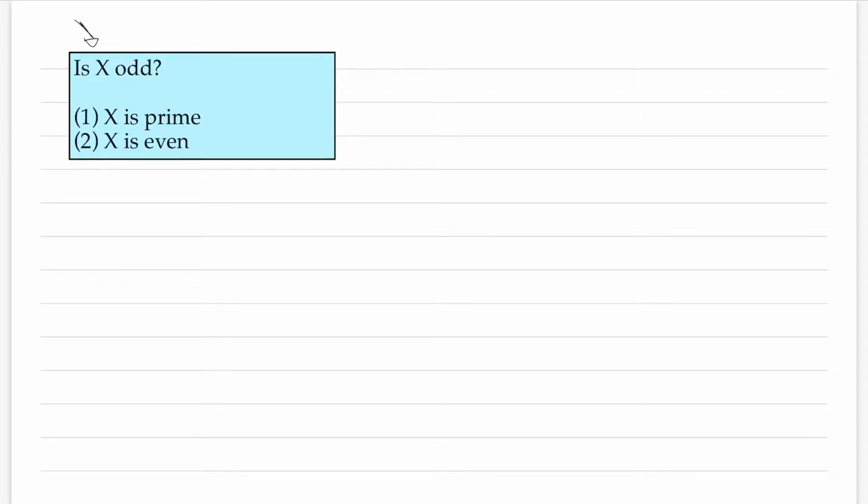And the last option, the letter E in the exam, is when not even using both you can find the answer. Let us try, because it's going to be easier when you just check. The question is: is X odd?